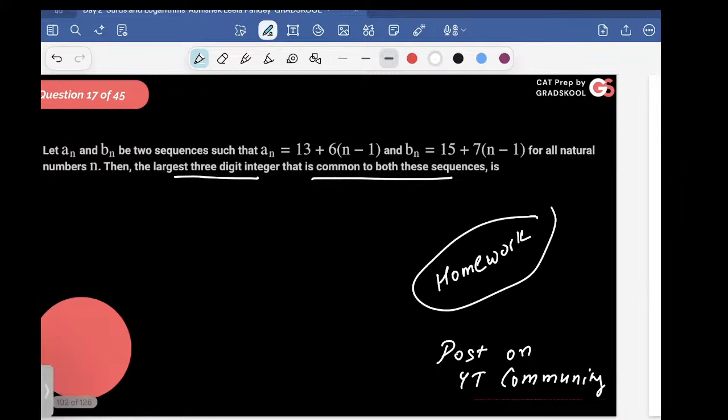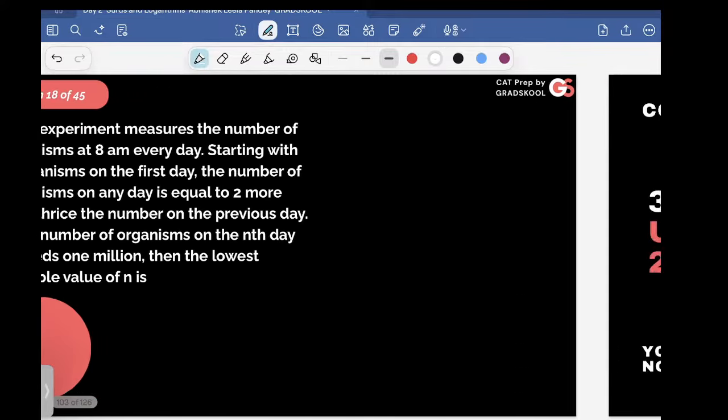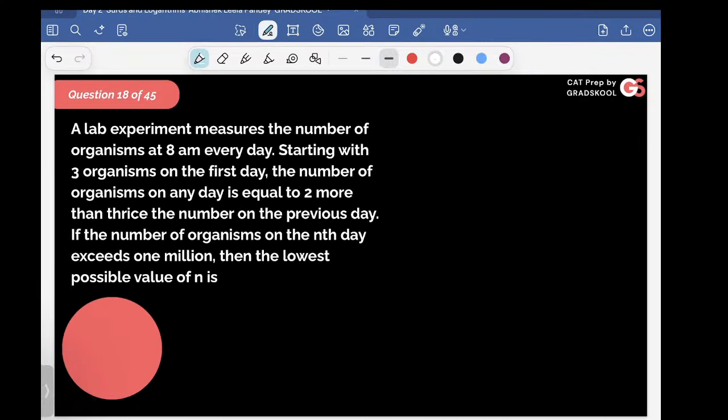Okay, let's move ahead. Here is another one, look at this long one. A lab experiment measures the number of organisms at 8 a.m. every day. Starting with three organisms on the first day, the number of organisms on any day is equal to 2 more than thrice the number on the previous day. If the number of organisms on the nth day exceeds 1 million, then the lowest possible value of n is what?